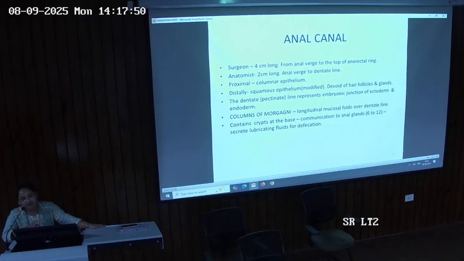Upper part contains columns of Morgagni, on which all the columns of Morgagni, glands and crypts are present, whereas in the middle part there is only columnar epithelium which lacks glands. In the distal part there are sweat glands and sebaceous glands, from which the fistula or any abscess recurs.